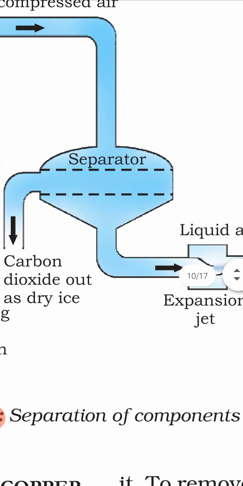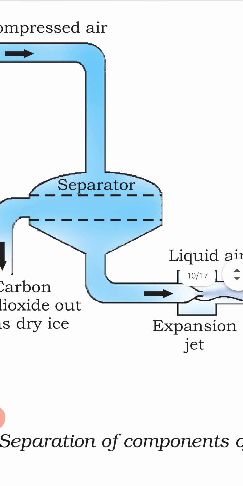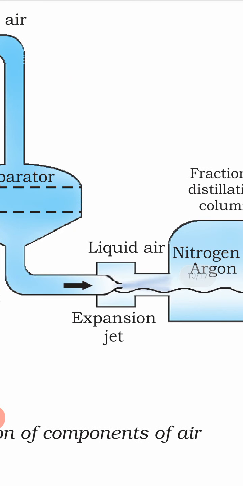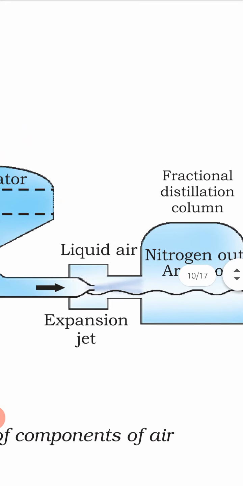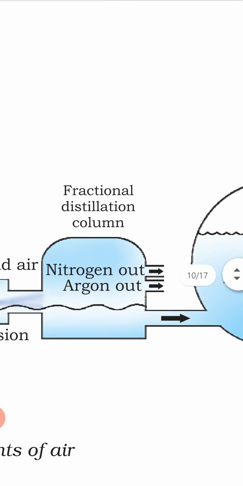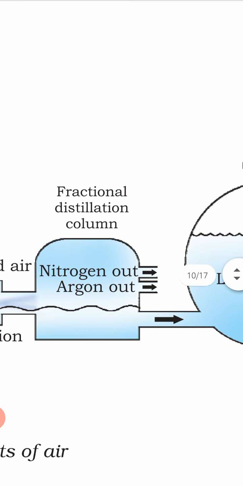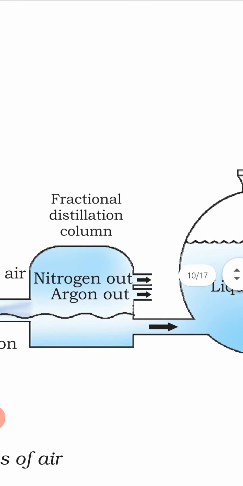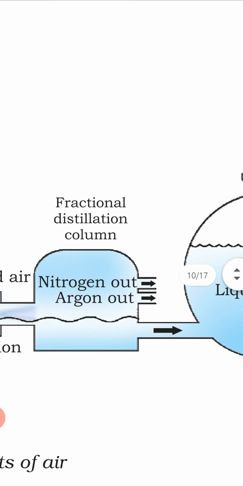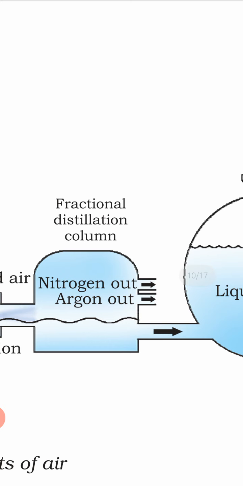Once the solid carbon dioxide comes out, what are the other significant gases present in the separator? We have oxygen, argon and nitrogen. Then this liquid air is pushed through this expansion jet into the next chamber, the fractional distillation column. In this column, all the gases will be heated, and as I just told you, out of argon, nitrogen and oxygen, nitrogen has the least boiling point. That means it will boil first.